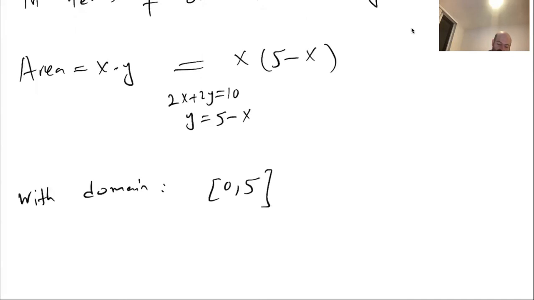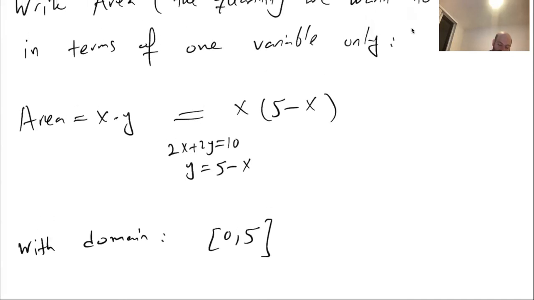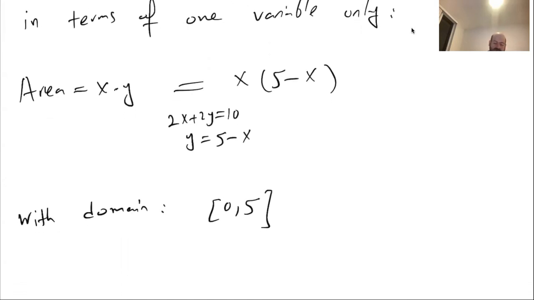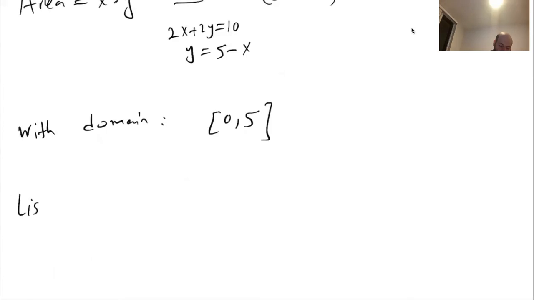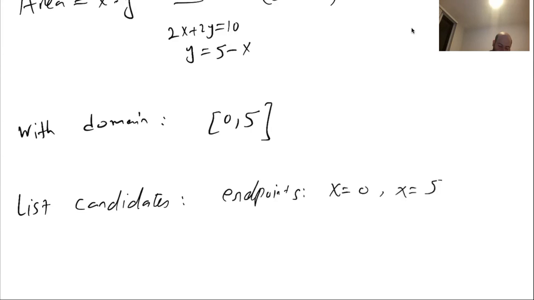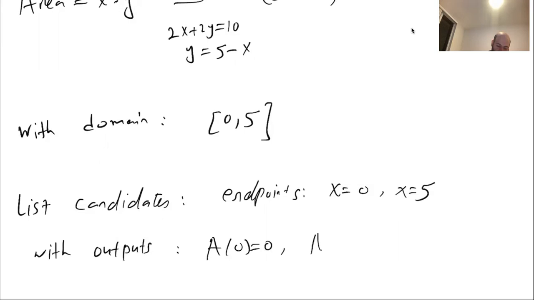So then you have to maximize or minimize, basically want to maximize this function. And then it's a continuous function defined on a closed finite interval. So we can list the candidates, which are the endpoints. And that means x equals 0, x equals 5. And what are the outputs corresponding to these inputs? With outputs, a of 0 equals 0 and a of 5 equals 0.